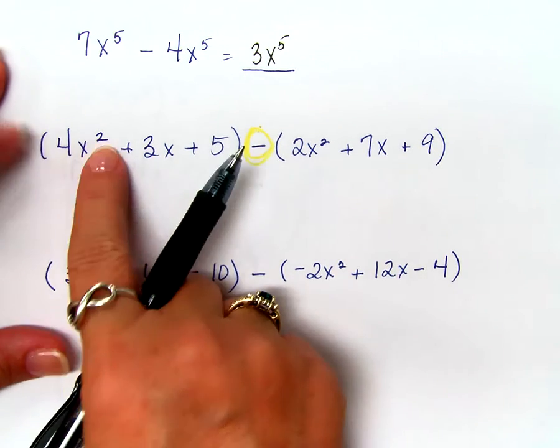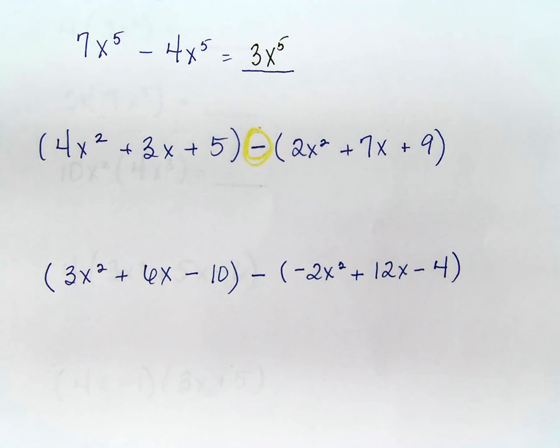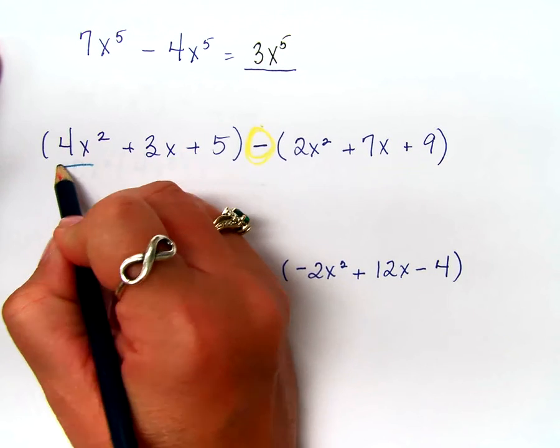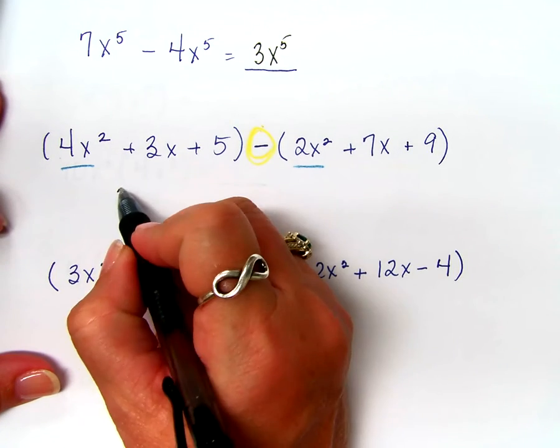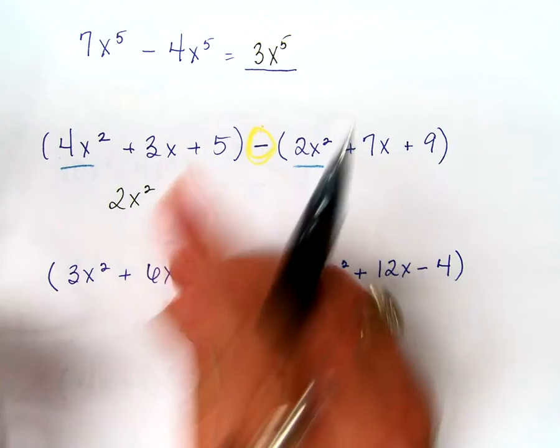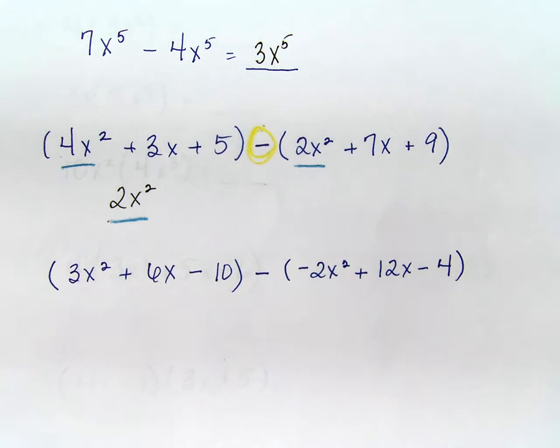Okay? 4x squared minus 2x squared. Well, 4 minus 2 is 2. And again, we leave the exponent alone, so we get 2x squared. Okay?